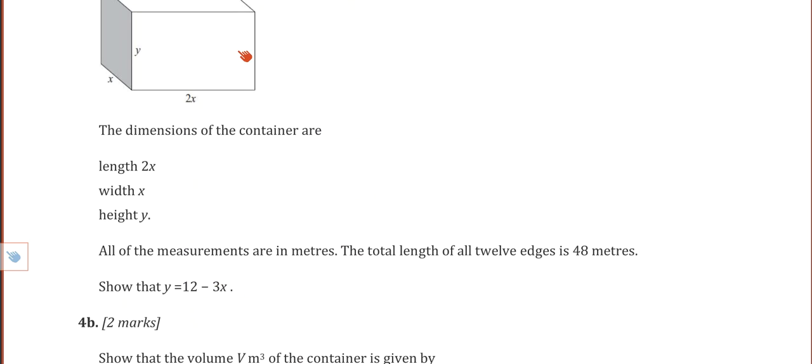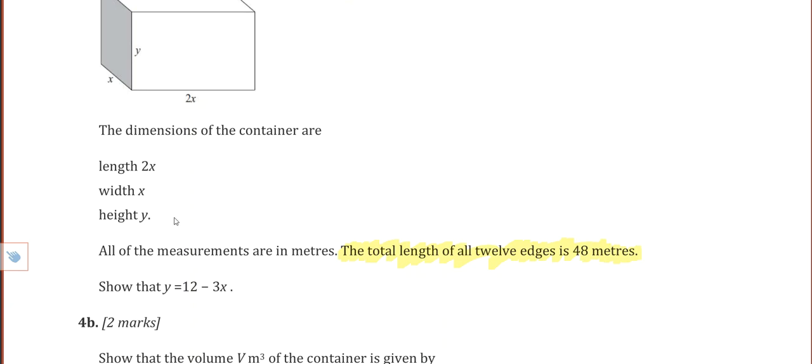Now, there's always a clue in how to start with the show that. What do you think it is in this case? They gave you the length of it. Okay, so the piece of information they've just given you is the total length of all the 12 edges is 48 meters. They've given you that for a reason. They want you to use that piece of information.